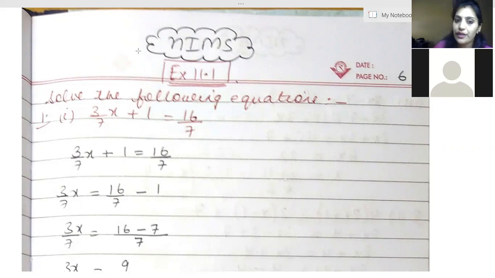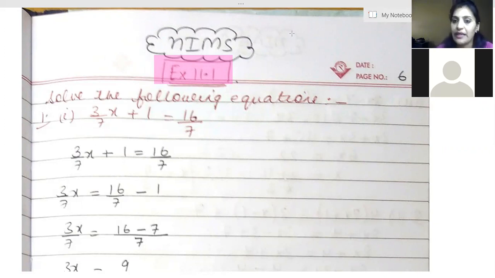It's related to linear equations. So you now know how to solve the linear equation. So now we will be doing the sums on this. These are simple equations in which you have to find out the values of the variables. Now the very first thing is you have to solve the following equations.